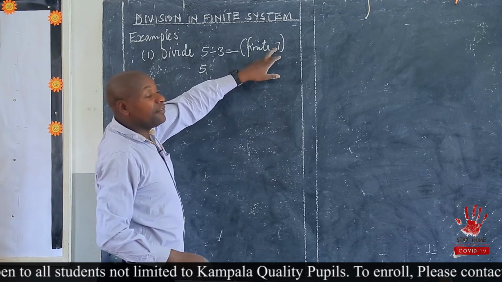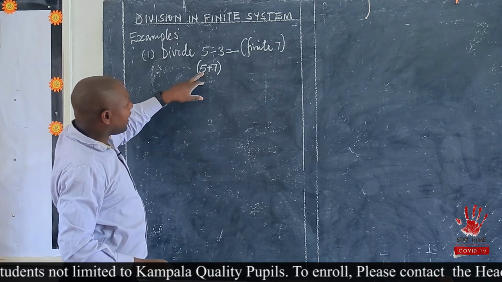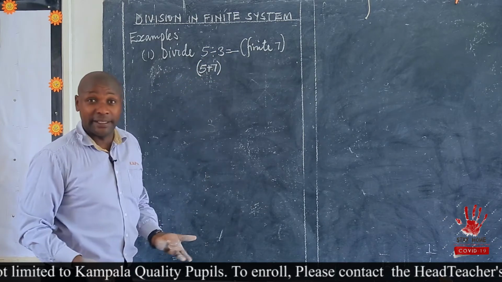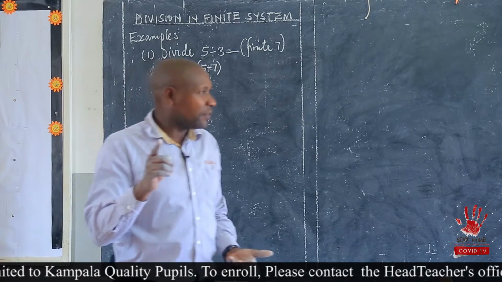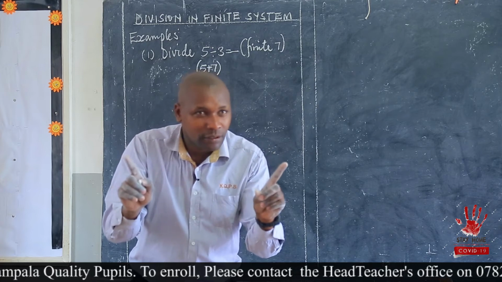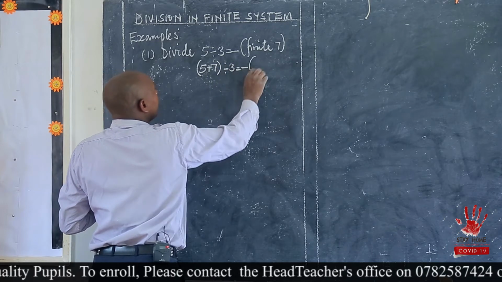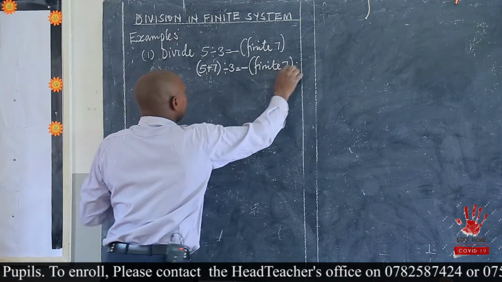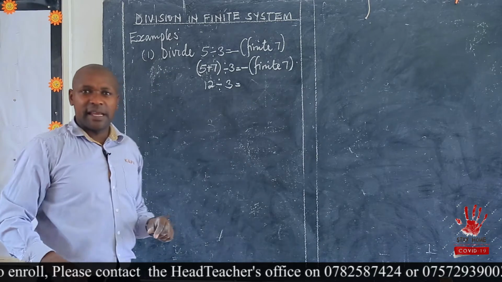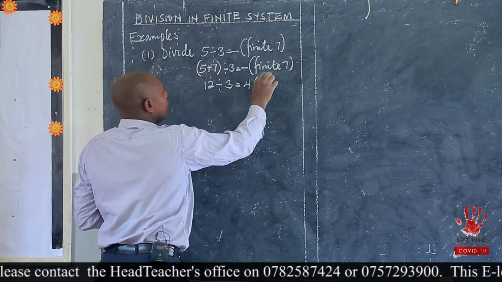How is it done? So we shall have 5, and again we come to the finite. If you add 5 plus 7, does it give you a multiple of 3? By the way, 5 plus 7, what do you get? 12. Is 12 a multiple of 3? Yes, that means we can divide by 3 completely. There we have reached where we want. So 12 divided by 3 equals dash, finite 7. The answer, 12 divided by 3, is 4. Very correct.